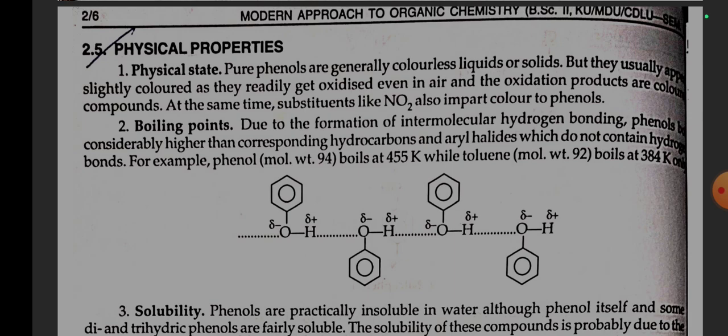Physical properties. Number 1. Physical state. Pure phenols are generally colorless liquids or solids, but they usually appear slightly colored as they readily get oxidized even in air, and the oxidation products are colored compounds. At the same time, substituents like NO2 also impart color to phenols.